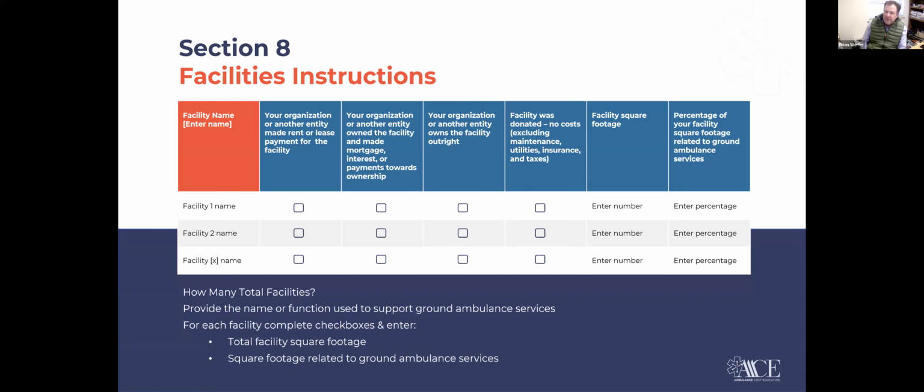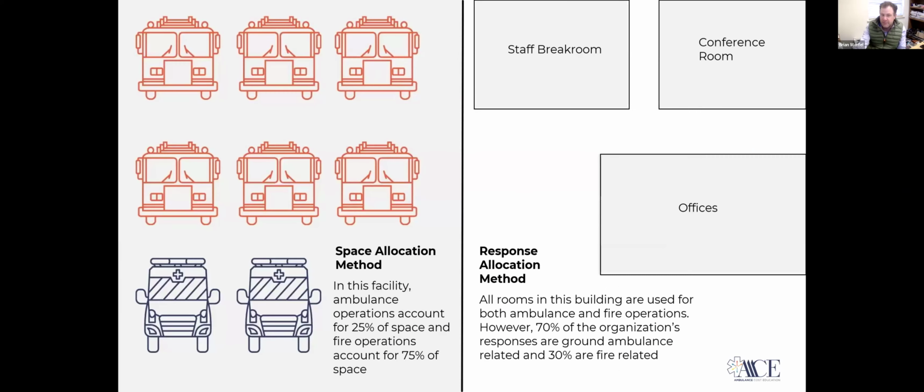You would then take the square footage of the facility and then the percentage of that facility that's related to ground ambulance operations. And this will start to make sense when you see a few examples. So if your station house only dispatches ambulances, then all of the square footage of that station house would be allocated to EMS operations. But if it's a fire station that has both ambulances and fire trucks, then you would have to come up with an allocation methodology.